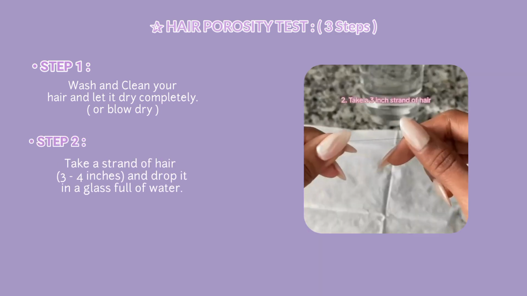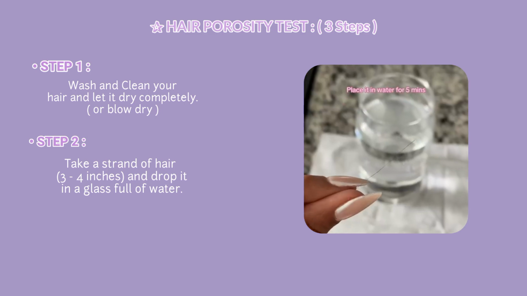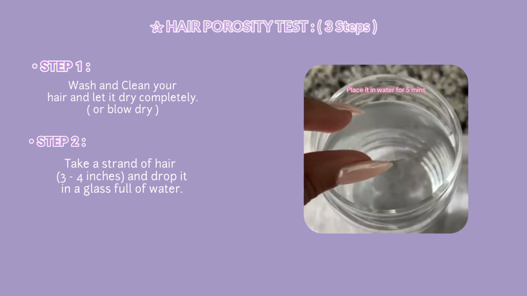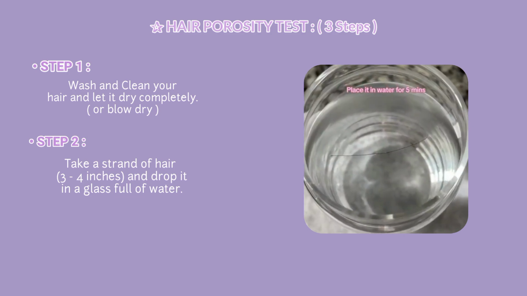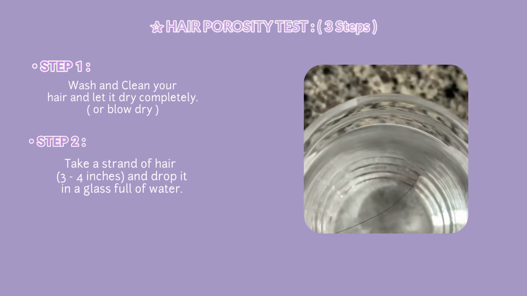Step 2. Take a strand of hair and cut it between 3 to 4 inches, or just the size of your finger. Drop the strand of hair into the glass full of water. Do not push, stir, or do anything. Just drop it on top of the water surface and wait for 5 minutes.